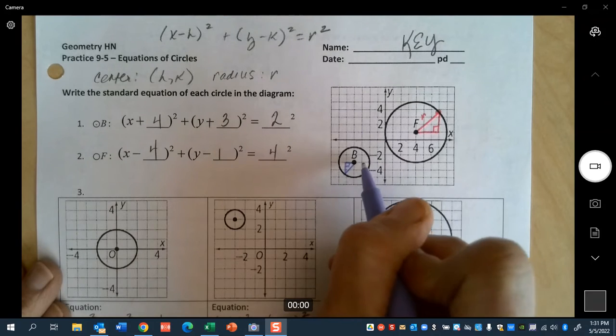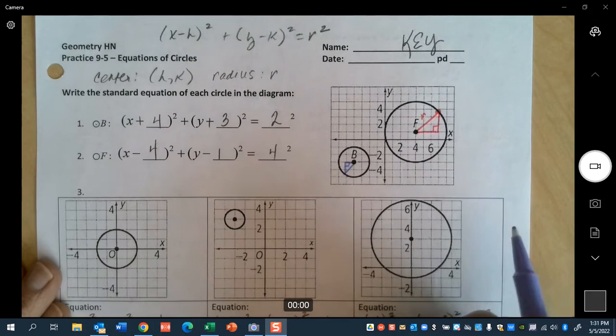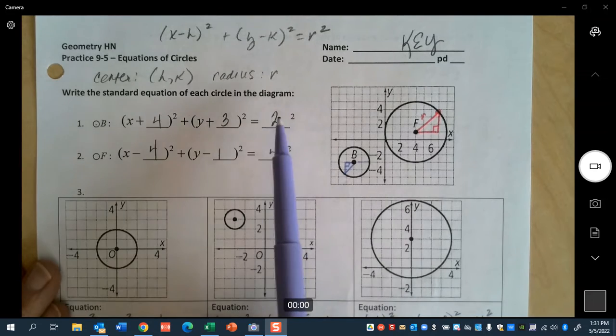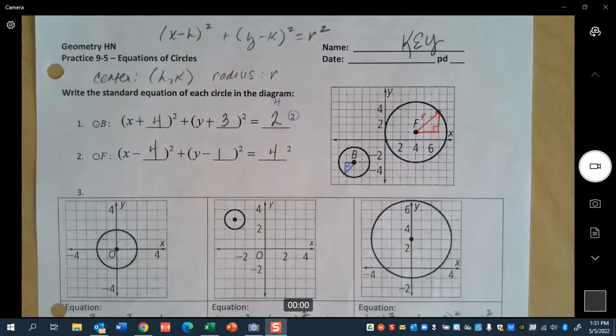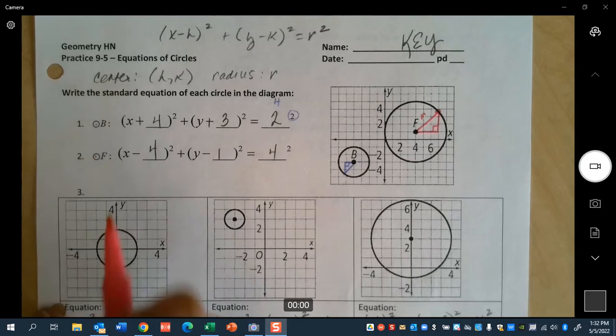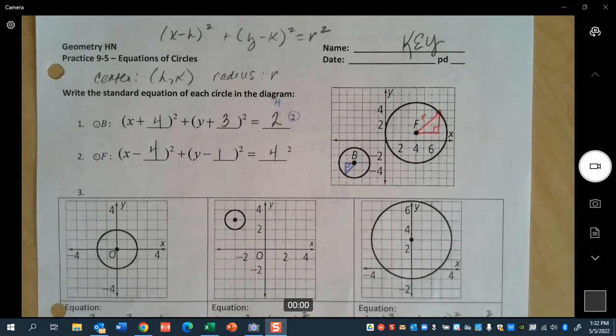Now my radius here is 2. So when I talk about that radius squared, if you put a 4 in here, be careful because of this little 2 that's here as the square. So it should be 2 squared. And you'll notice in the next section how I go back and forth between writing the radius squared as an exponent or simplified, just because I want you to see it both ways. Any questions on circle B or circle F of how to write those equations?